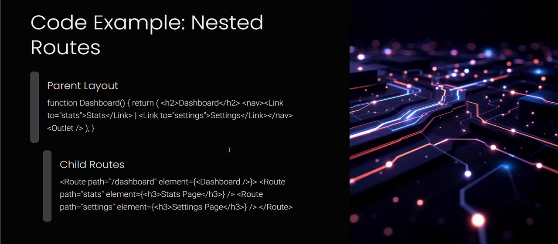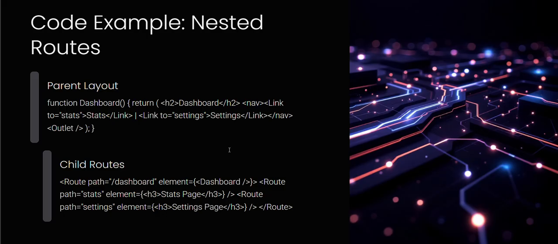And the second one, child routes. The parent route has the Dashboard component. Child route stats: when you visit the dashboard, in the dashboard we have stats. When you click on it, it shows the stats page. Another one is the settings page. When you visit the dashboard, in this dashboard we have a settings heading. When you click on it, it shows the settings page.